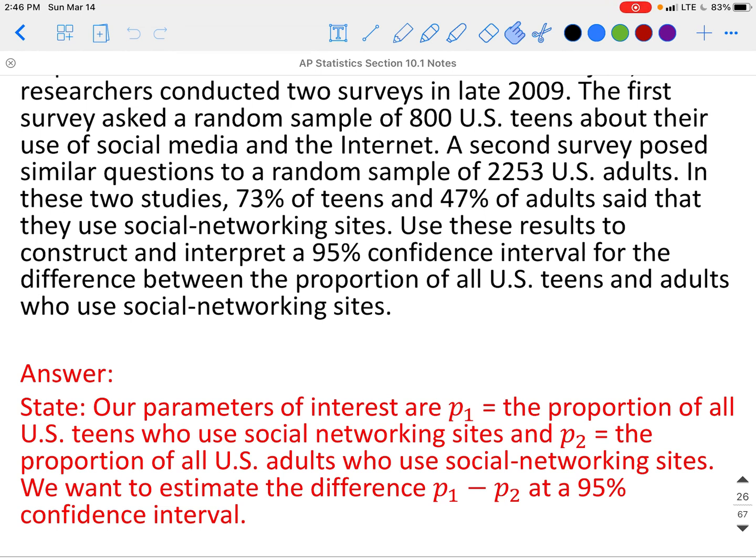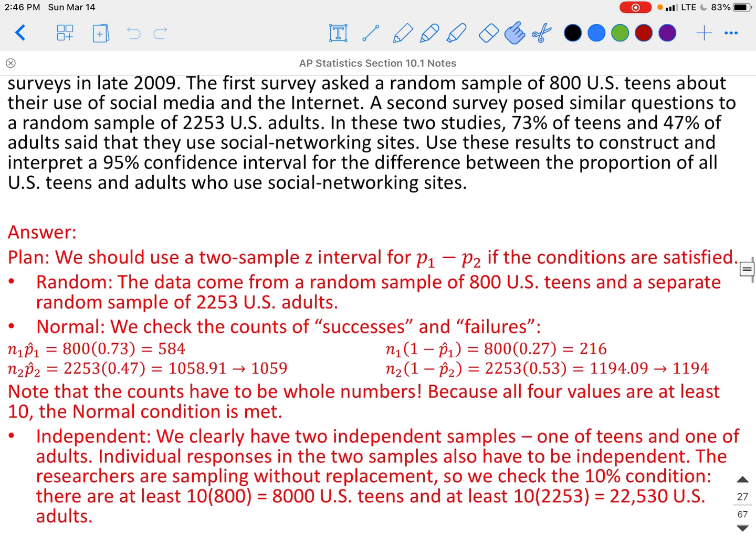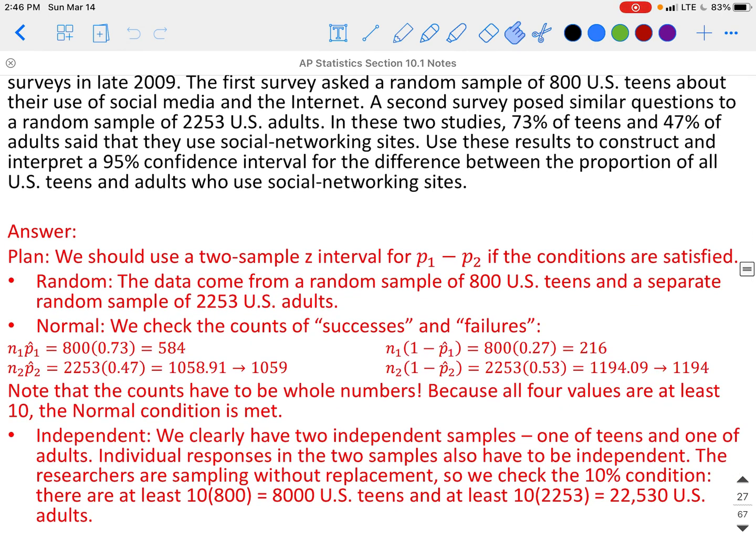Now for our plan, we need to start by saying what method we would use, and then we need to check our conditions. We would use a two-sample z interval for p1 minus p2 if the conditions are satisfied. Our first condition is random. The data come from a random sample of 800 U.S. teens and a separate random sample of 2,253 U.S. adults.